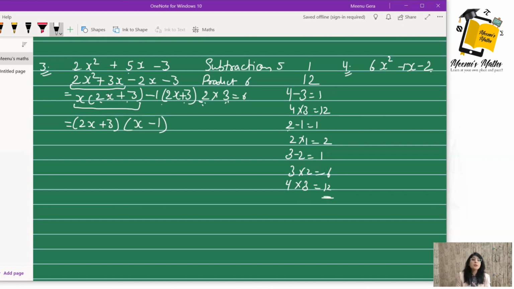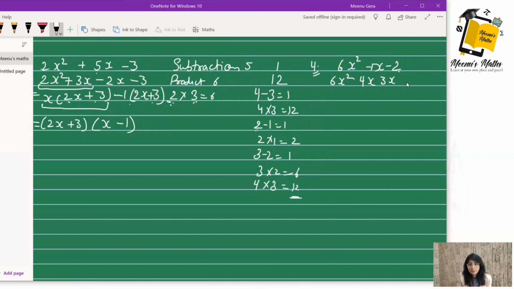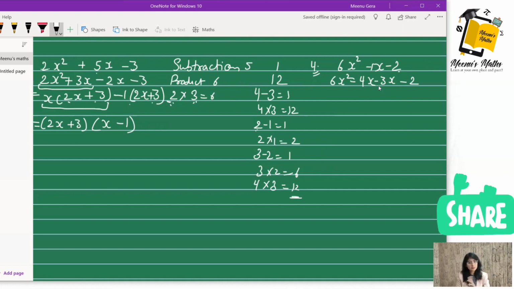As I have told you here, always write the larger number first and the smaller number second. Do it like this. We will write it like 6x square, 4x, 3x, minus 2. Now look at this again very carefully, as this is a negative sign here, minus 1x or minus x. So take minus at the beginning of the larger number and plus at the smaller number. Okay. So this splitting is done here.